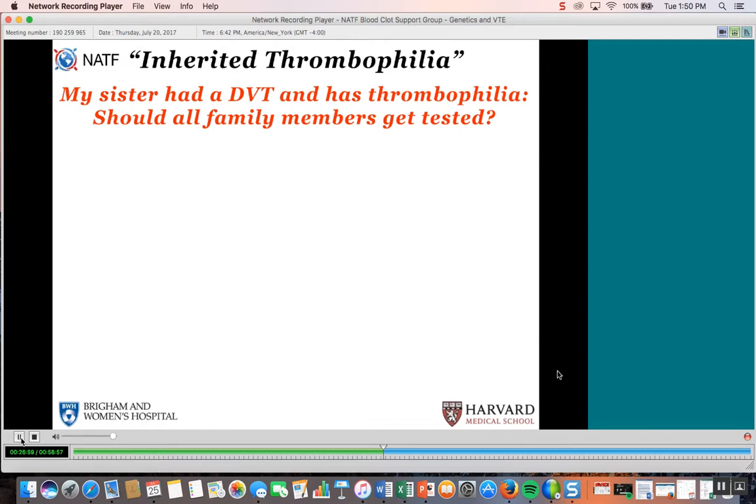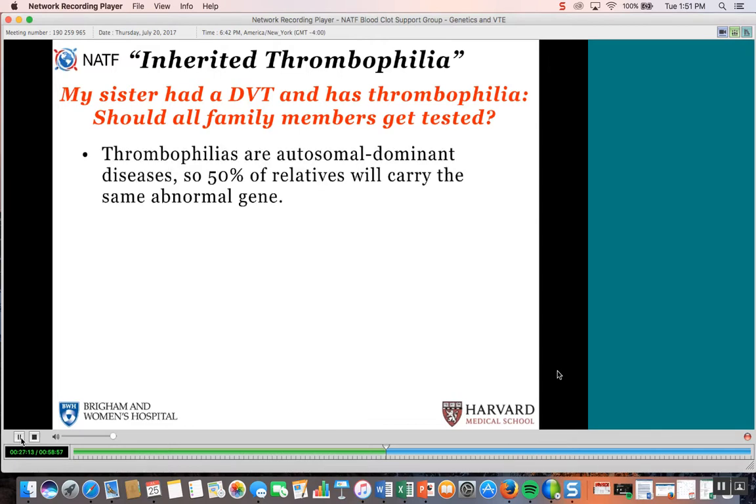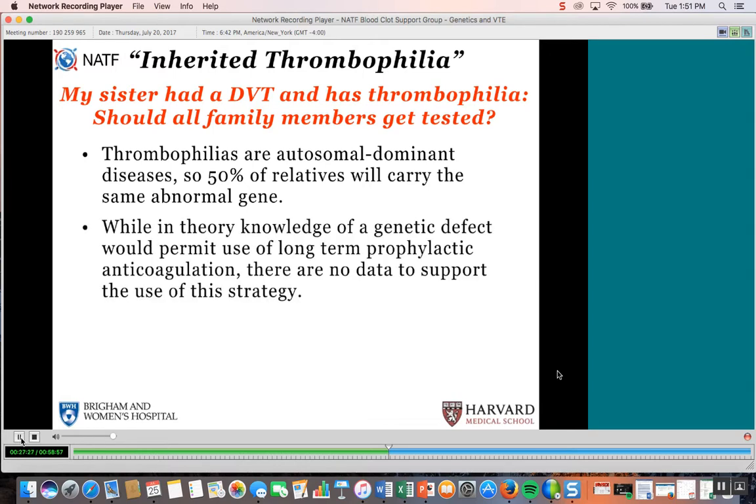So let's say a patient comes and says, my sister had a DVT and has thrombophilia, one of those conditions that were mentioned. Should all family members get tested? And again, this is not a clear-cut answer. As I mentioned earlier, thrombophilias are autosomal dominant, so about 50% of relatives in a family will have the same abnormal gene. But while in theory, knowledge of the genetic defect would permit the use of long-term anticoagulation to prevent clots, there are no data that support the use of this strategy. We don't know if it works, we don't know if it is safe, and we don't know if the risks are higher than the benefits.